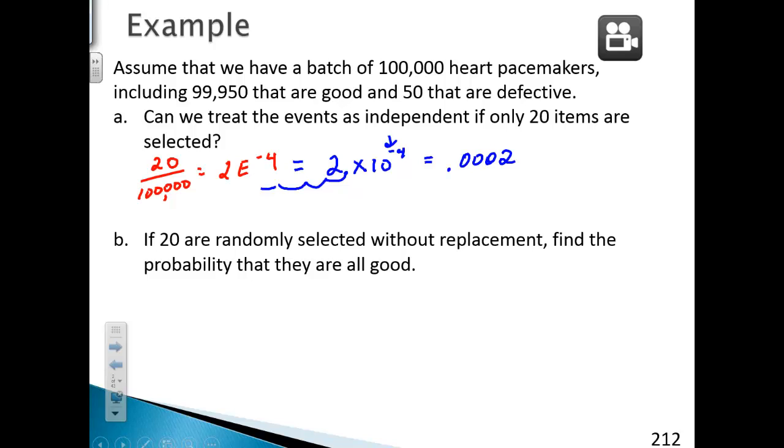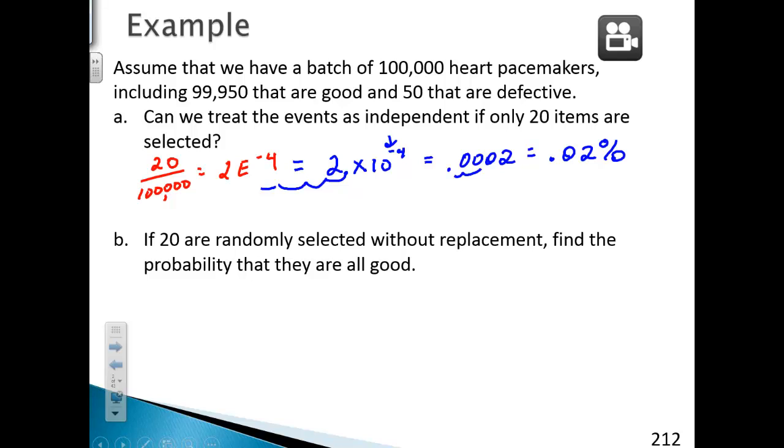0.0002. So that's a decimal value. We need to change that to a percent because we have to compare it to 5%. So to change that to a percent, we move the decimal to the right 2 places. So that's 0.02%. Remember, we change a decimal to a percent by multiplying by 100. When you multiply by 100, it moves the decimal 2 places to the right.